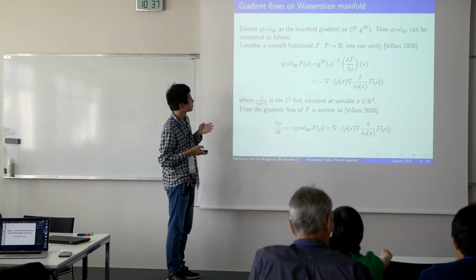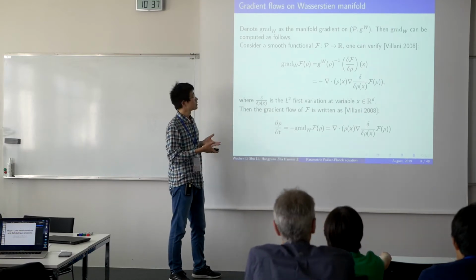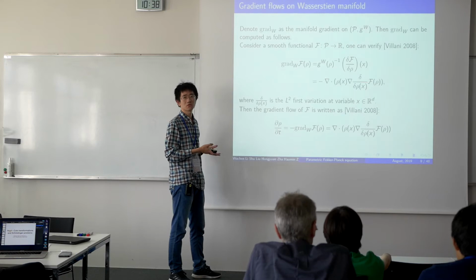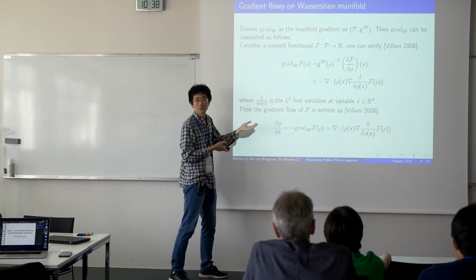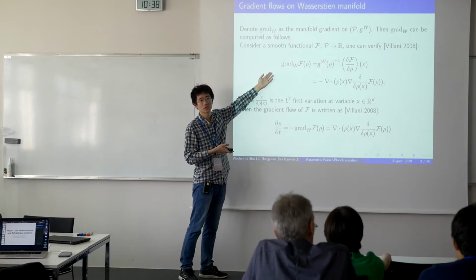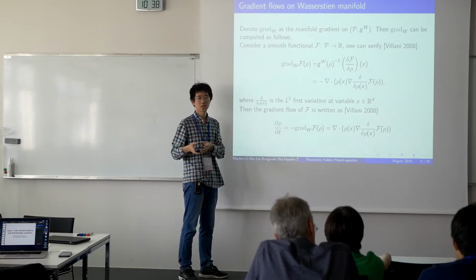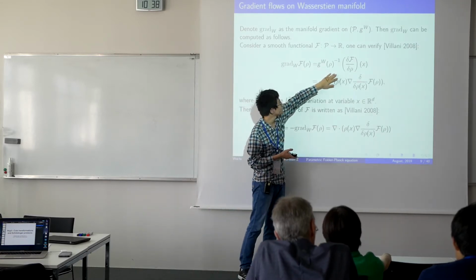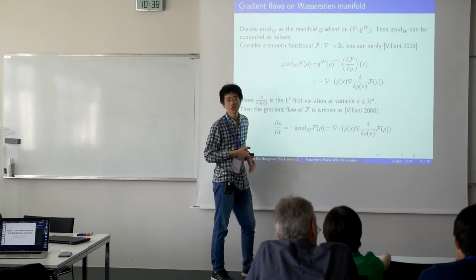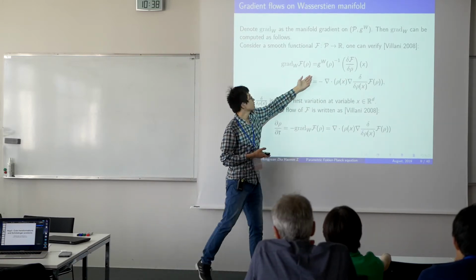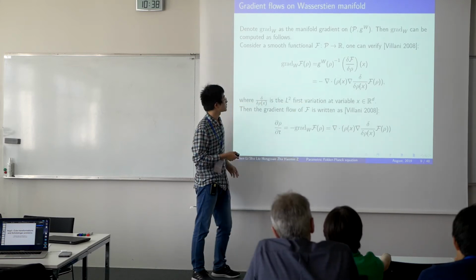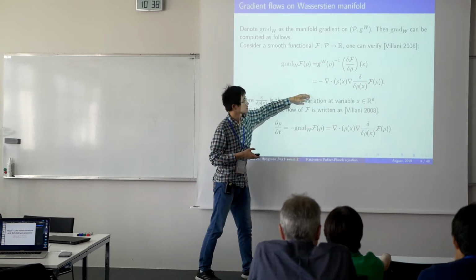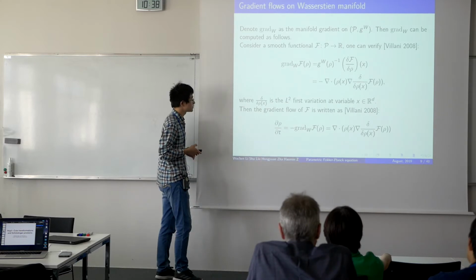Okay, and once we have the Wasserstein manifold, given a smooth functional F, we can compute the Wasserstein gradient. Actually, it is the manifold gradient of this functional F. If you are familiar with differential geometry, you know the manifold gradient equals the inverse of the metric tensor times the flat gradient. In this case, it equals the inverse of the Wasserstein metric times the flat gradient, which is the L2 variation of F. And you can verify that the inverse of the Wasserstein metric tensor is this differential operator, negative divergence rho gradient. So here's the formula for Wasserstein gradient.